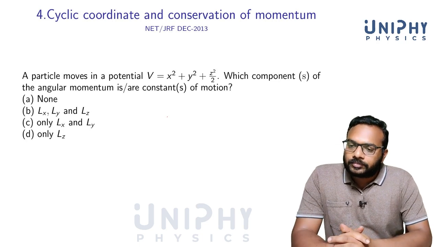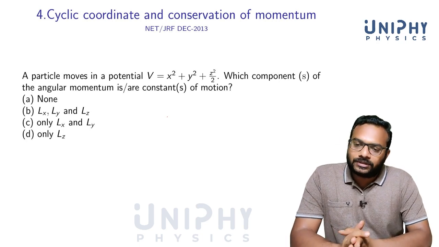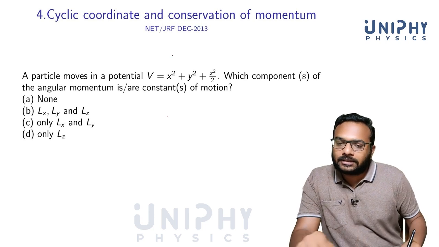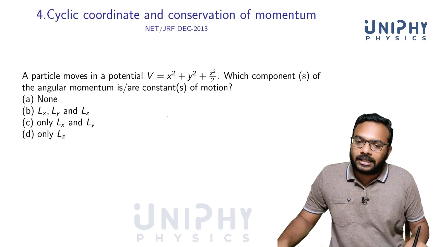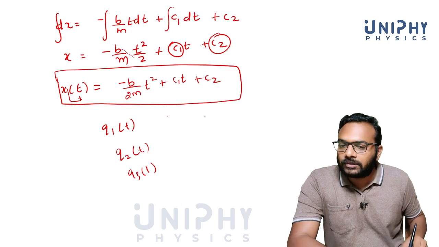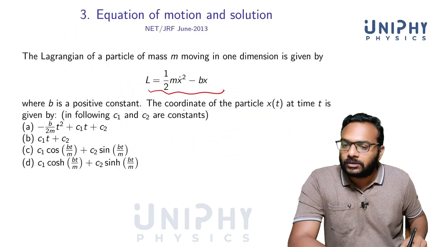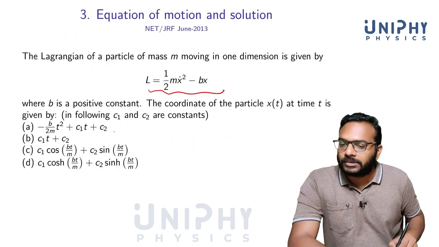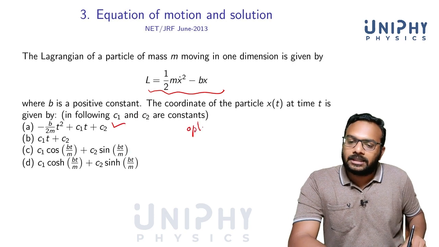So here we have a particle that moves in a potential V equal to x square plus y square plus z square divided by 2. Which option was that? I forgot to mention the option. It is this. It's option A.